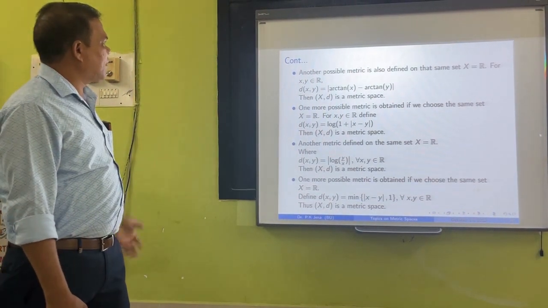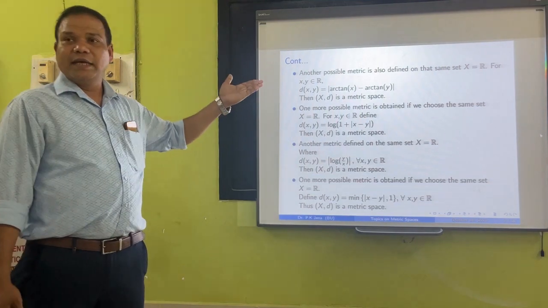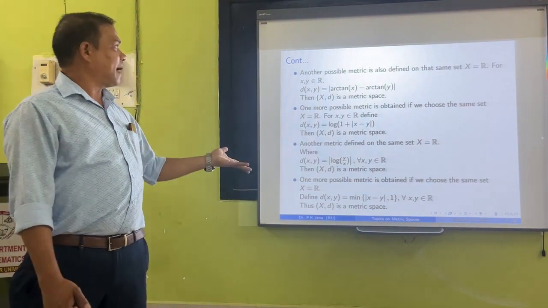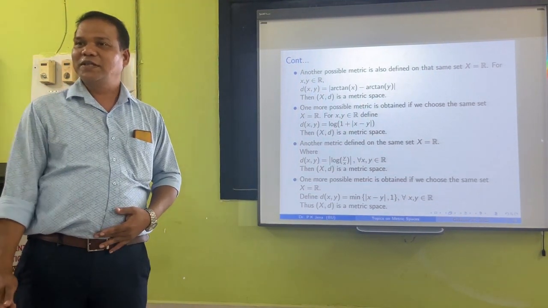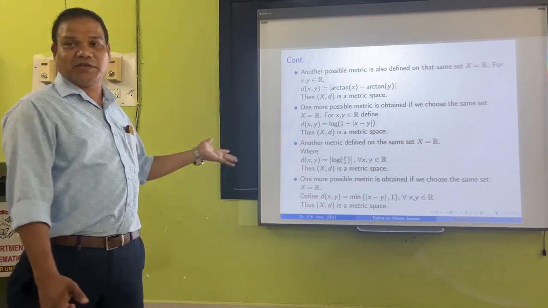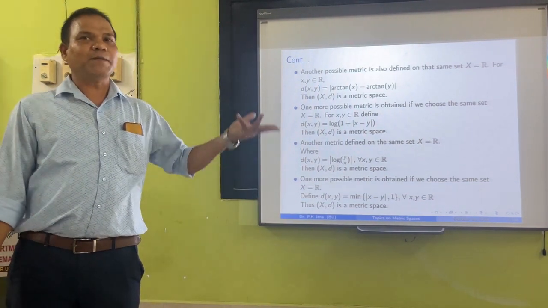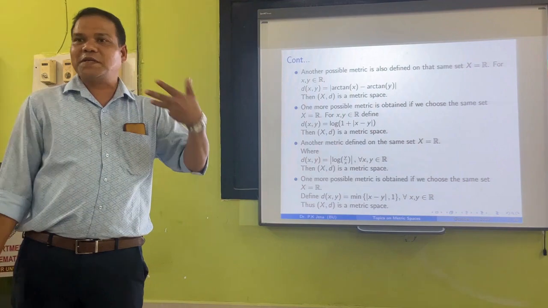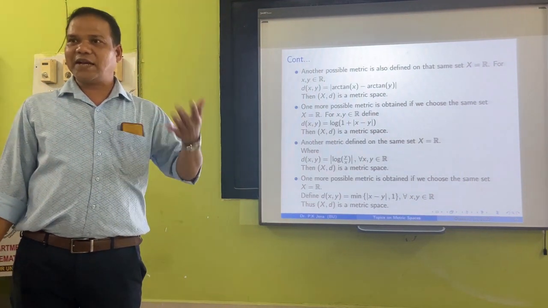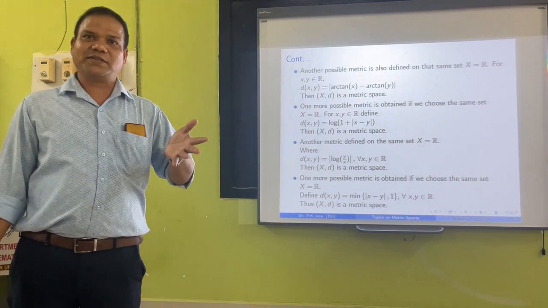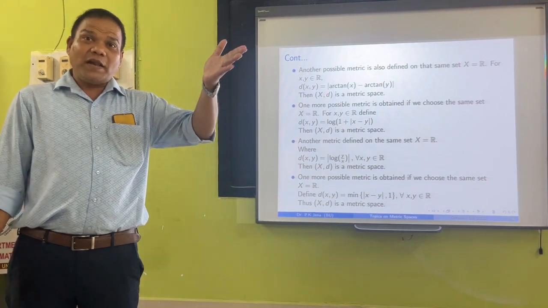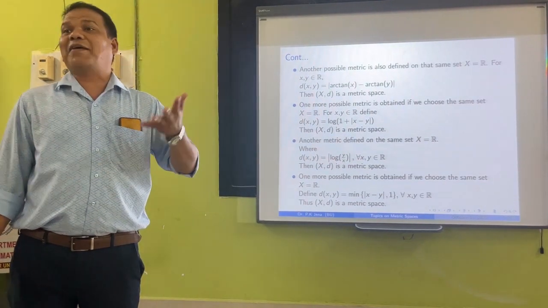Here we have defined d(x,y) equals the modulus of tan inverse x minus tan inverse y on R. This type of question comes up in many competitive examinations like CSIR NET and GATE. So have you collected all the metrics on R or not?